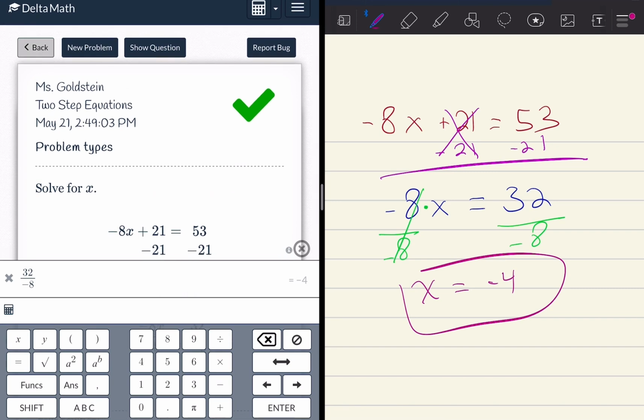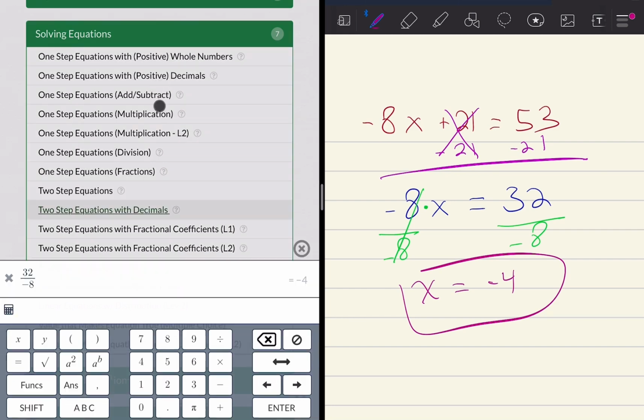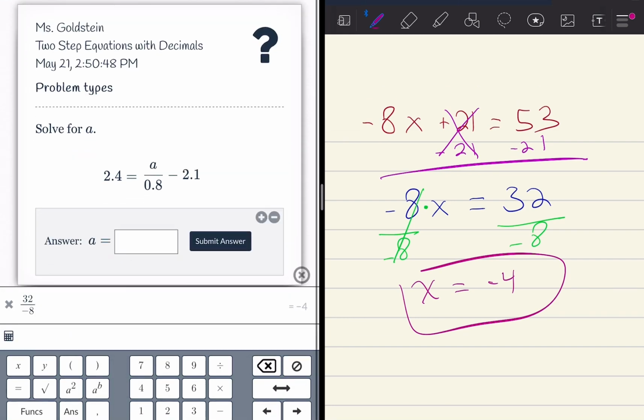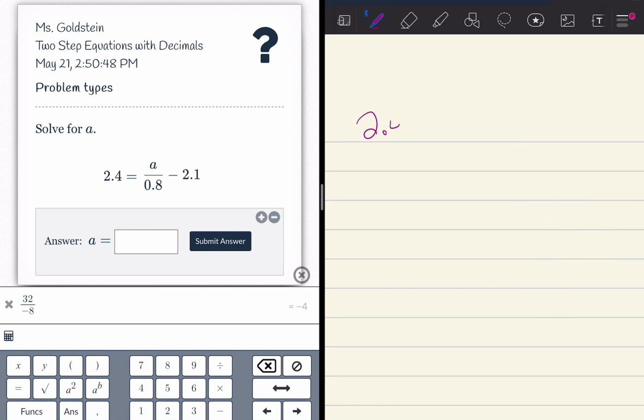Okay, let's go to the second part of today, which is two-step equations with decimals. Very similar process, just scarier looking numbers. Our first question is 2.4 equals a over 0.8 minus 2.1. I want to get rid of the number that's furthest away from the variable, and I'm not counting 2.4 because that's on the other side of the equal sign, minding its own business.